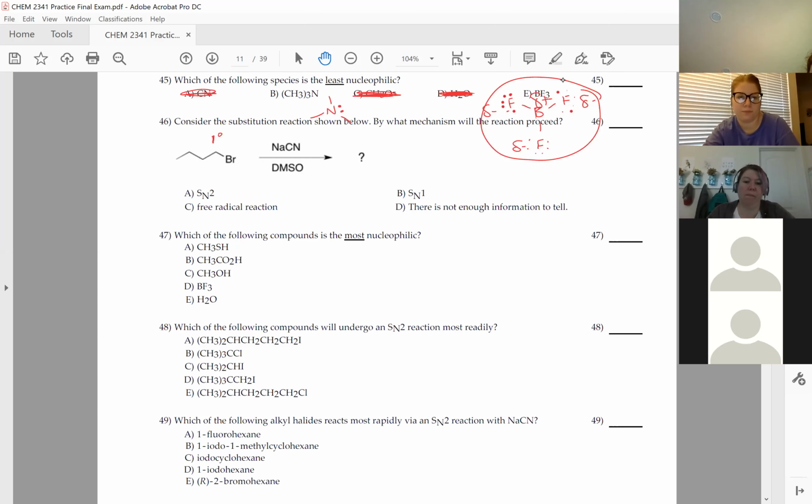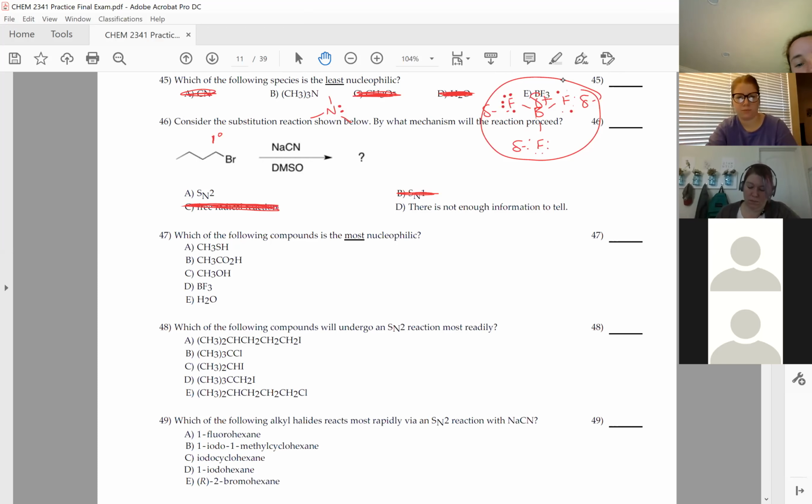SN1. Yeah, definitely. Okay, and then let's look at our reagents. We have NaCN. A good nucleophile? Yeah, a good nucleophile, right? Is this going to do a free radical reaction? No. No, we've never seen a radical reaction with cyanide, right? So cross that out.